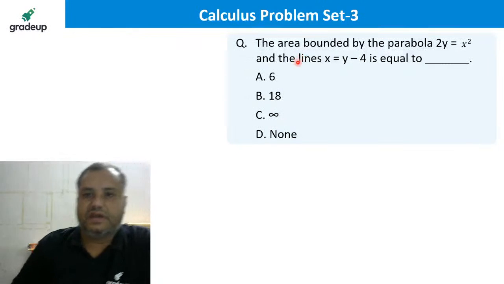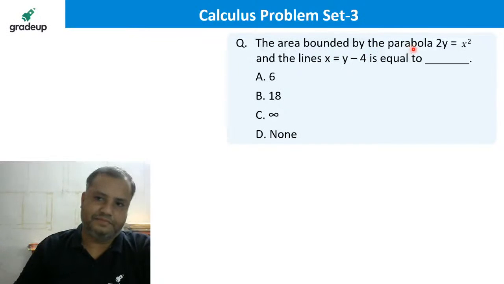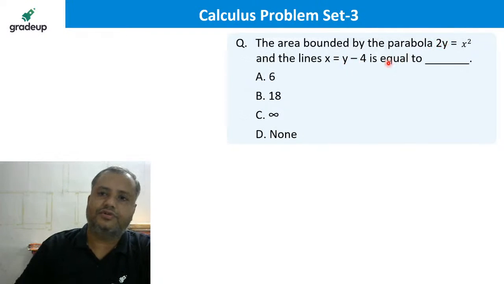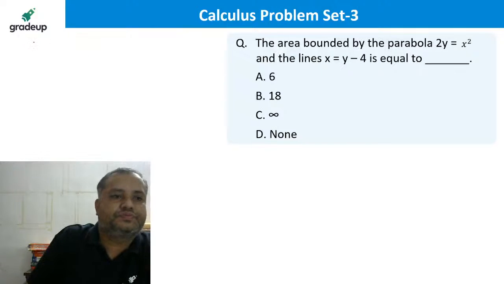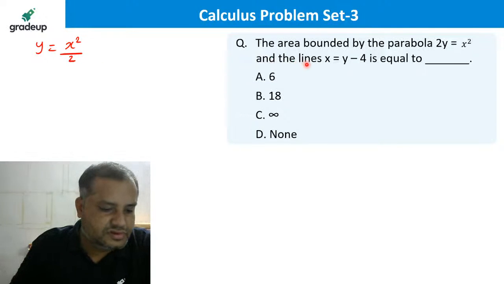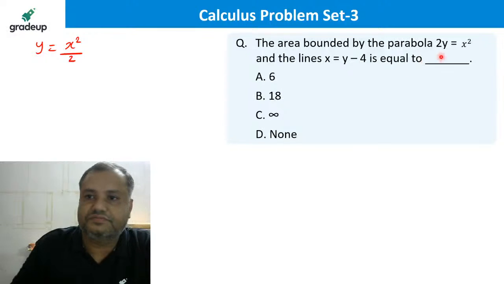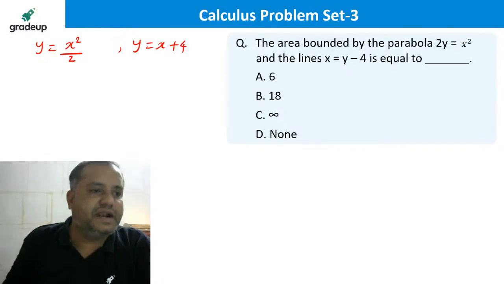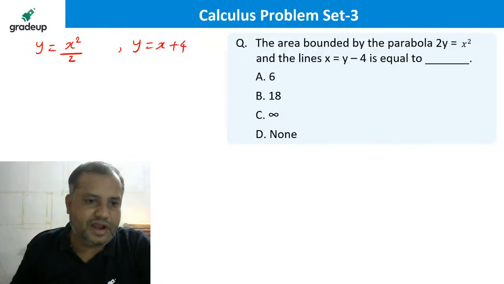The area bounded by the parabola y equal to x square by 2 and the line x equal to y minus 4. You have to find the area bounded between these two. This is one curve, and x equal to y minus 4 we can say is y equal to x plus 4. Now you must have the basic idea of coordinate geometry, otherwise it won't work.